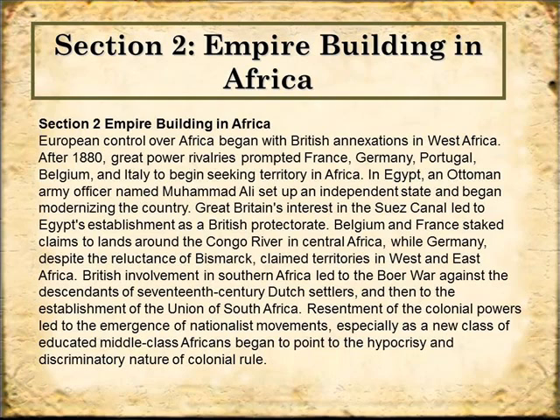Resentment of local colonial powers led to the emergence of nationalist movements, especially as a new class of educated middle-class Africans began to point to the hypocrisies and discriminatory nature of the colonial rule.